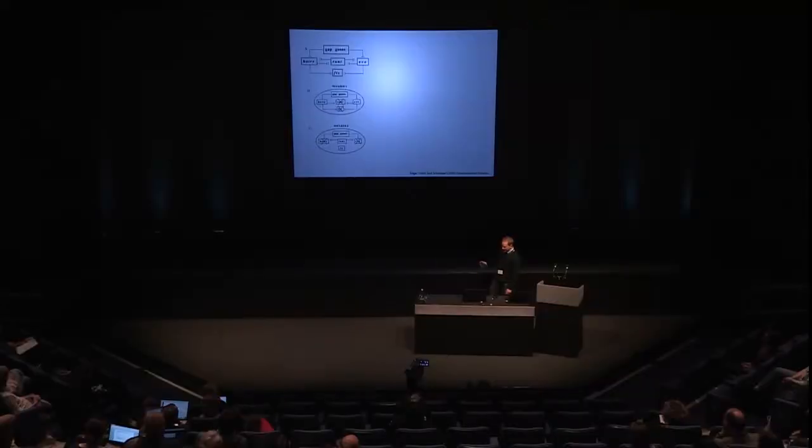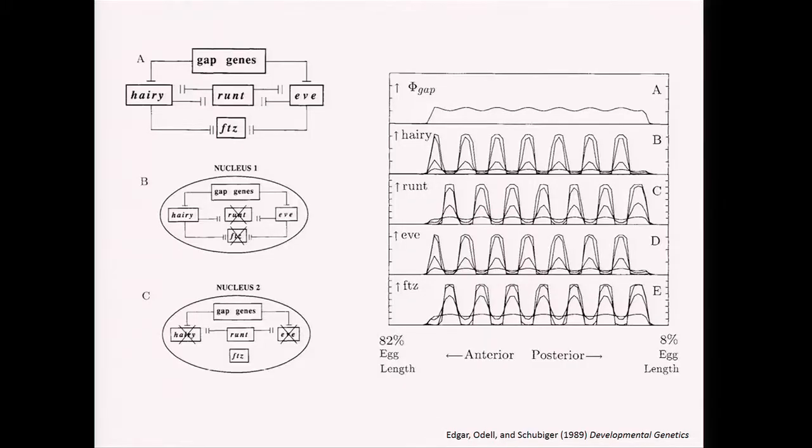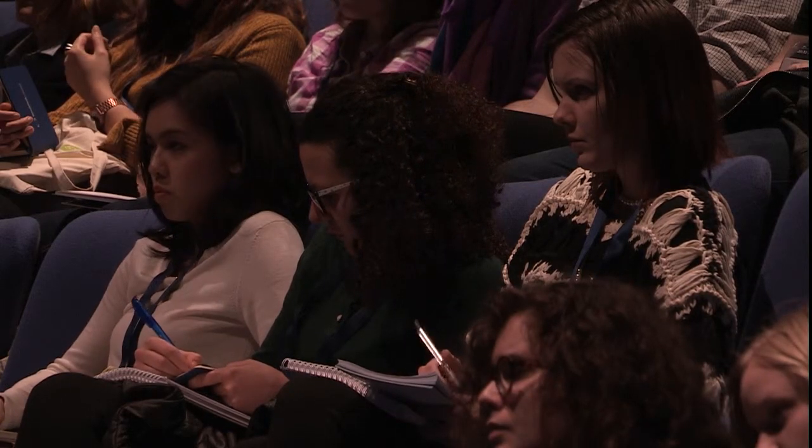So again, the idea is fairly old. We have some network of genetic interactions between the pair-rule genes, which act to establish different expression states in different nuclei. And over time, this effectively amplifies positional information inherited from the gap genes into a very nice, sharp pair-rule pattern.